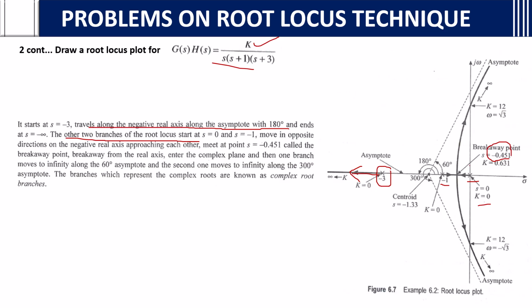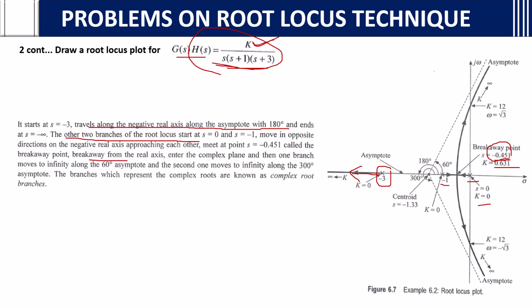See, we got two breakaway points. Now, if you substitute this minus 0.45 in the main equation, g of s into h of s equals 1, you will get the k value. Now, if you substitute 0.541 in the s place, you will get 0.631 as the k value. So, they are approaching towards what? This is approaching towards this. Then call it the breakaway point.